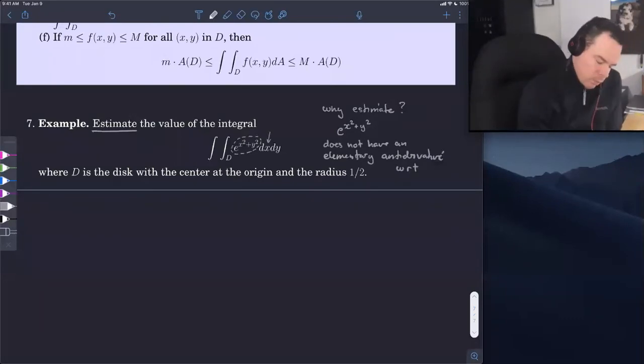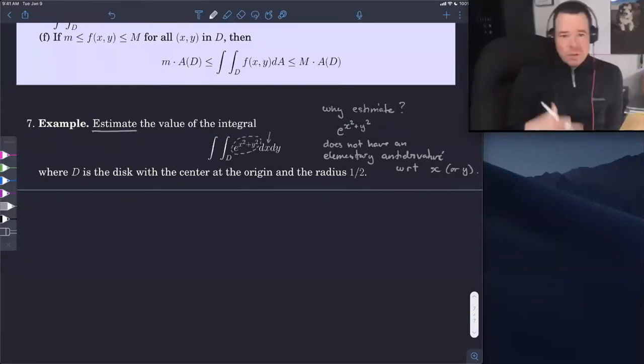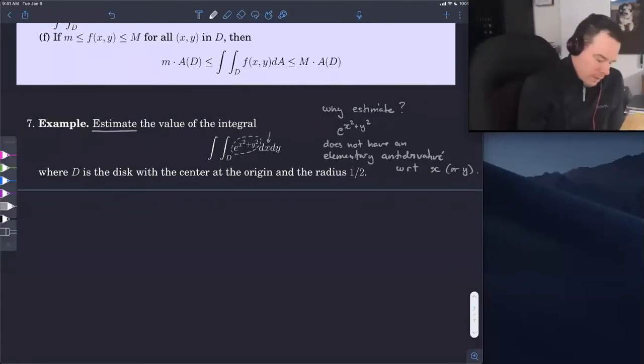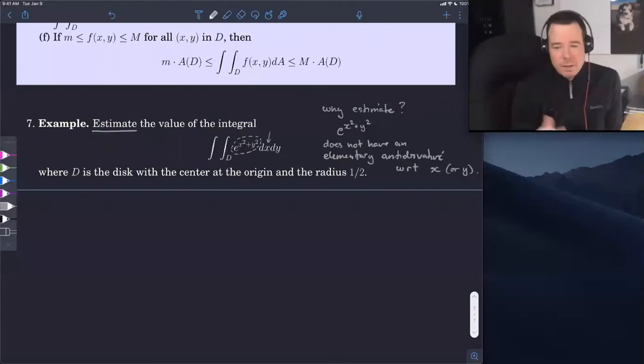With respect to x, or even y, so either one. We can't actually just do the evaluation in this case by saying, let's take the antiderivative with respect to x and then evaluate the endpoints and so on, because we're just stuck at the start. We can't find the antiderivative of it. That doesn't mean we can't evaluate it exactly, and I'll make a comment about that after we do our estimation, but it means at this point in time, the best we can do is estimate this.